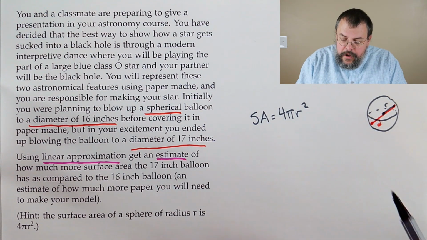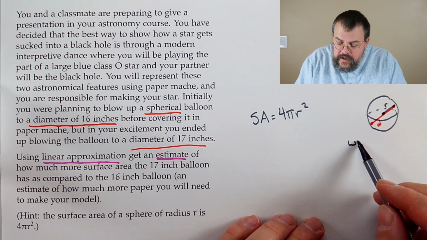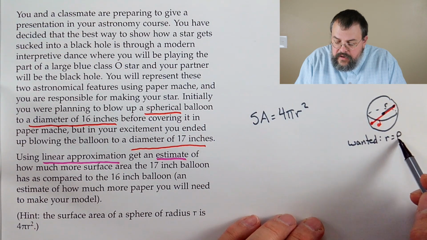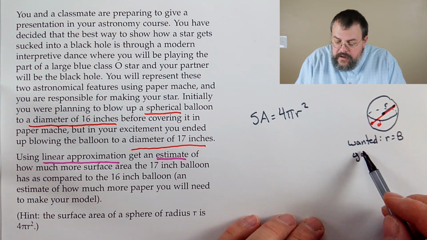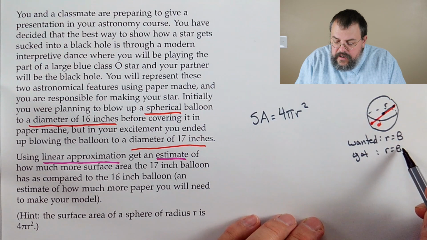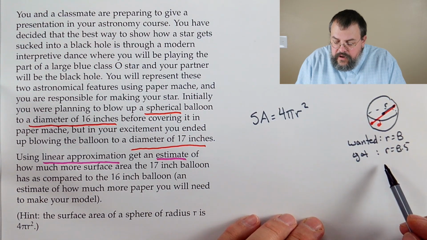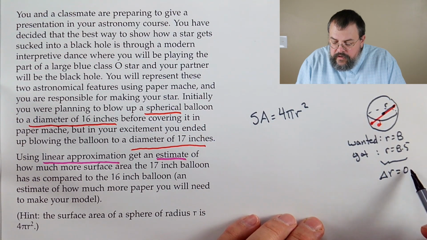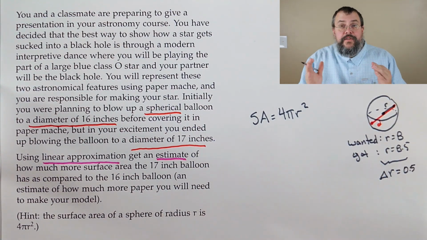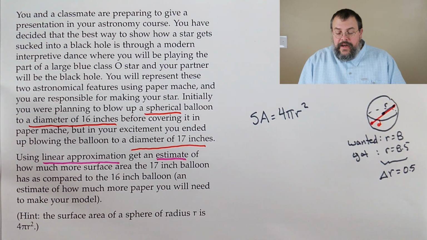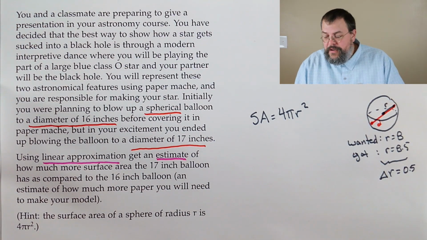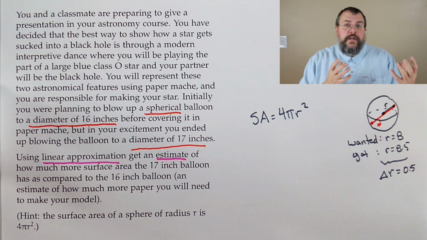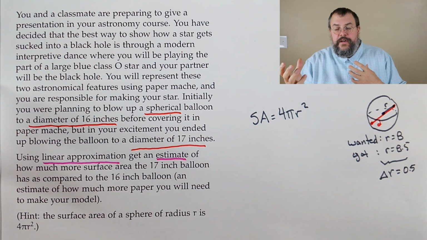So what happened? Well, we wanted r equals 8. We got r equals 8.5. And so you could say that our change in our radius was 1/2 inch. That's how much our radius changed. Now, where does linearization come in? Well, it's the flavor of linearization that says, how much does one variable change when I change another variable?